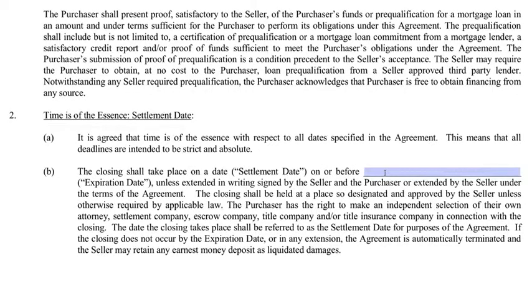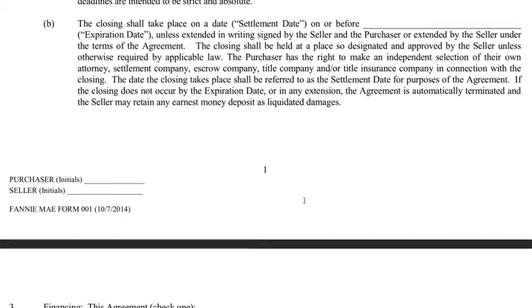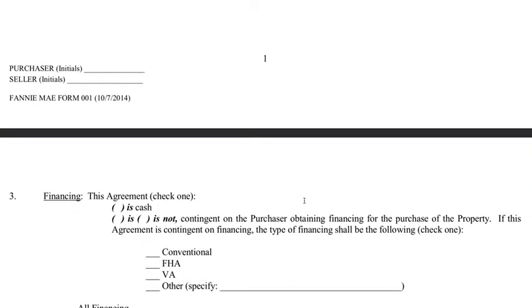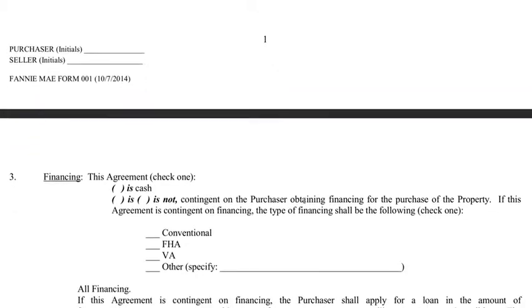I would recommend that you do 30 or 45 days, depending on the type of financing. You should have spoken to the lender. If it's a cash offer, then that will just be as quickly as title can get through the process of getting everything ordered and do what they need to do.